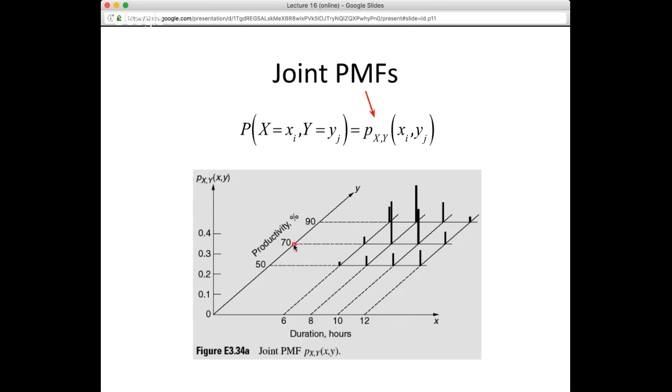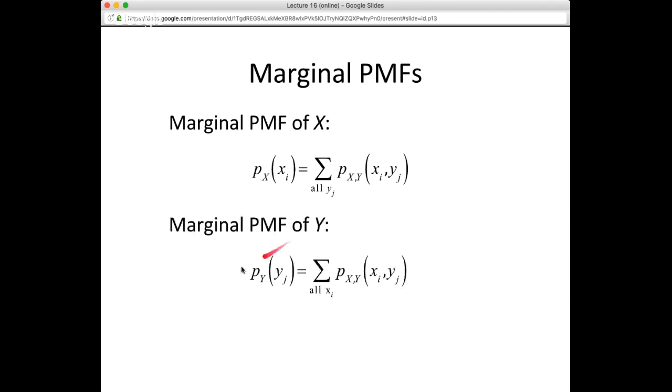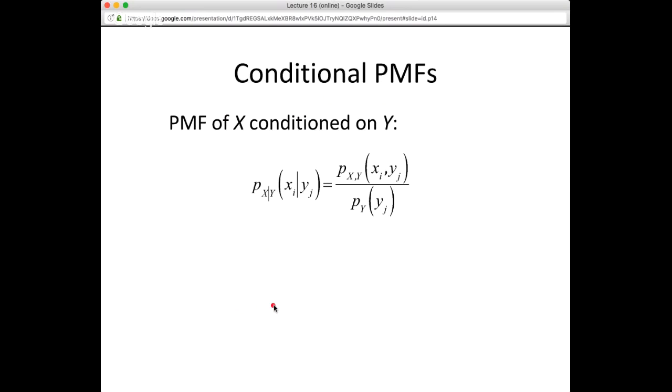And again, we can see that here if we were interested in, say, the probability that our productivity is going to be 70%, and we didn't really care about how that was distributed across durations, we could determine that marginal PMF for random variable y equal to 70% by just summing up the probabilities for all of these xi's. And that would give us the marginal PMF for y evaluated at yj equal to 70%. So that explains that particular definition.